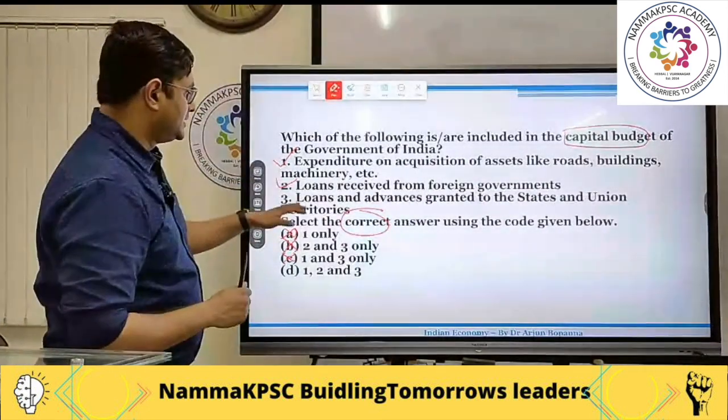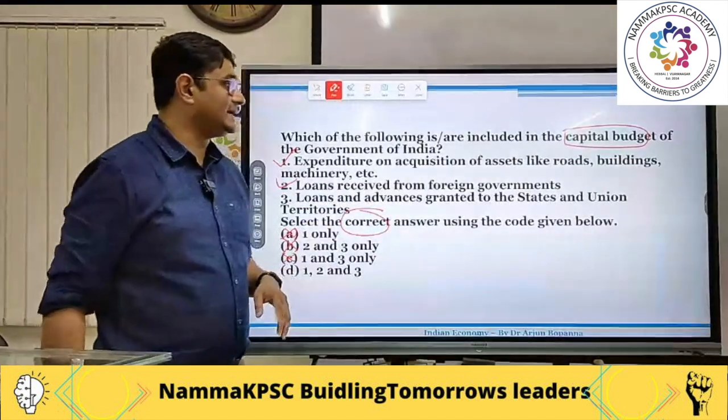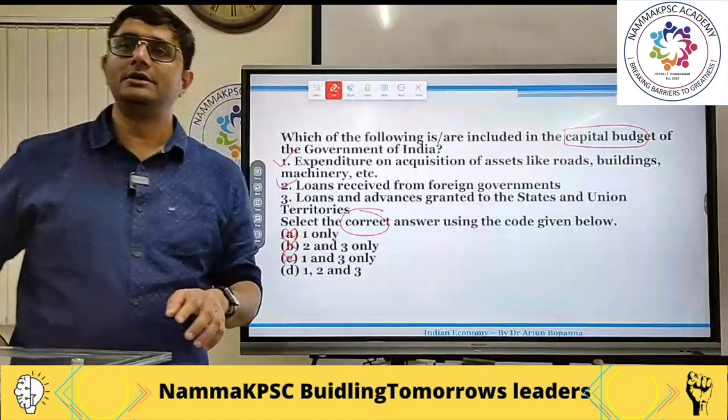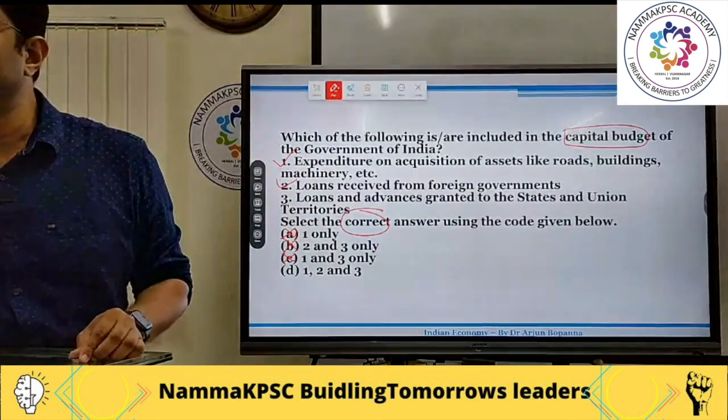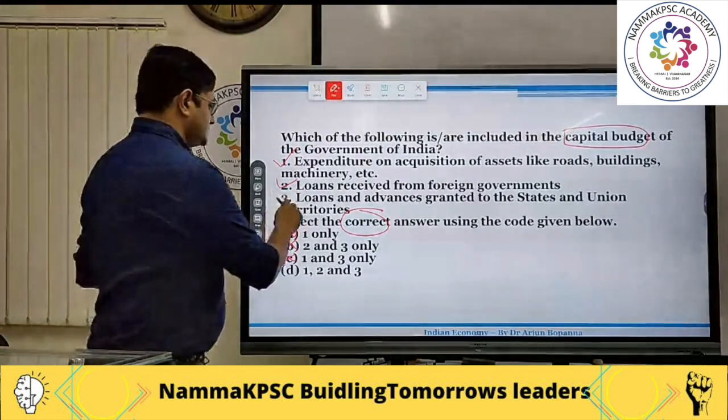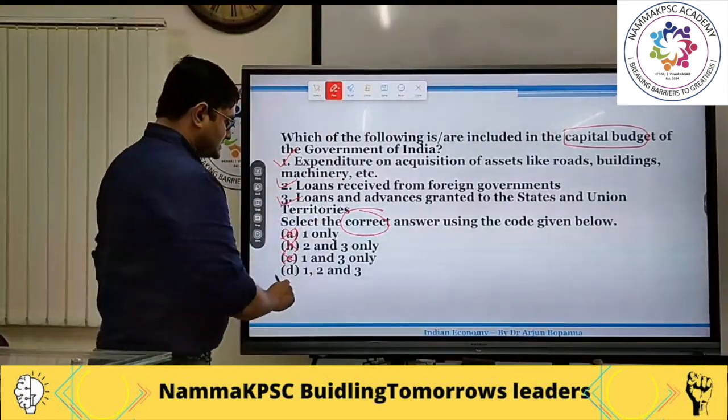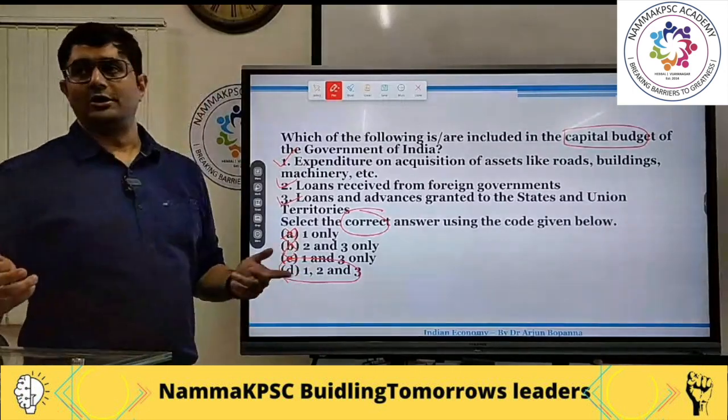Let's confirm. Loans and advances granted to the states. When you give a loan, what is it? It is creating an asset, so that's also capital. So the answer is all. Agreed?